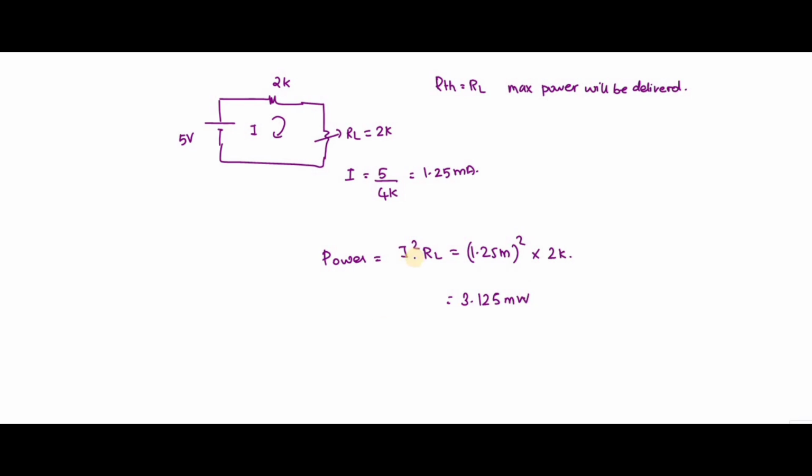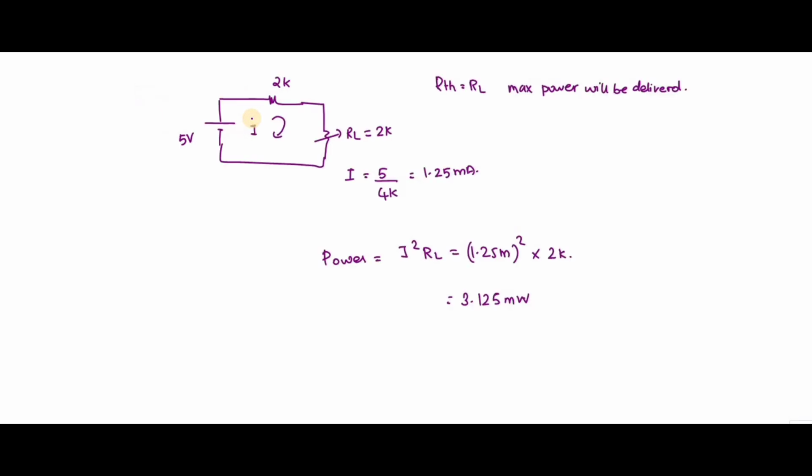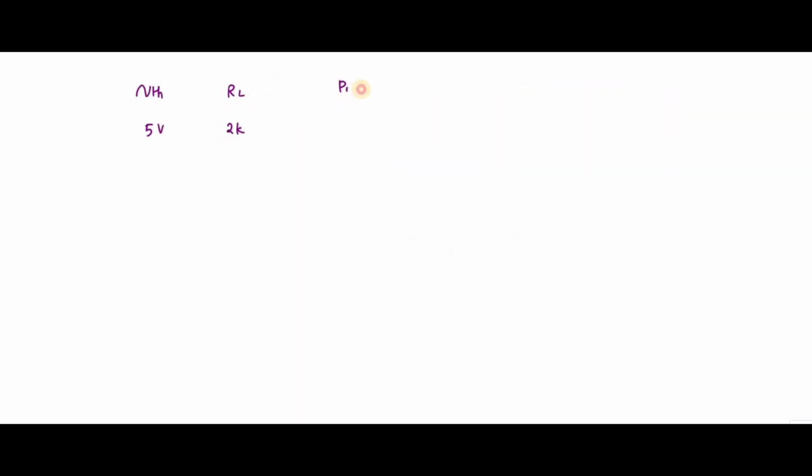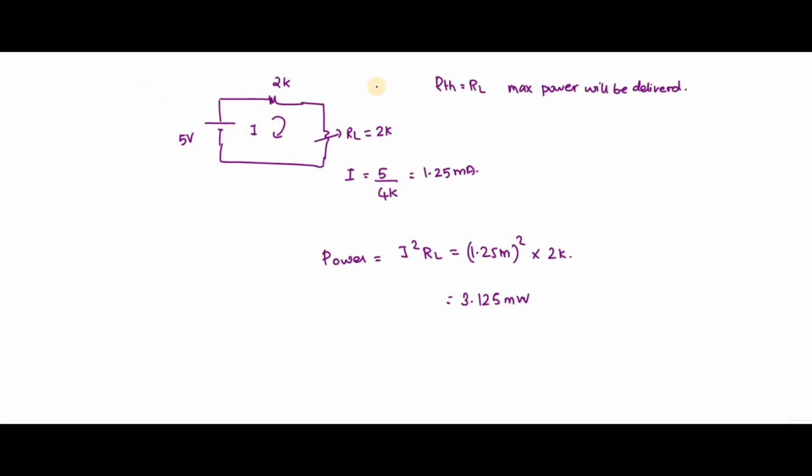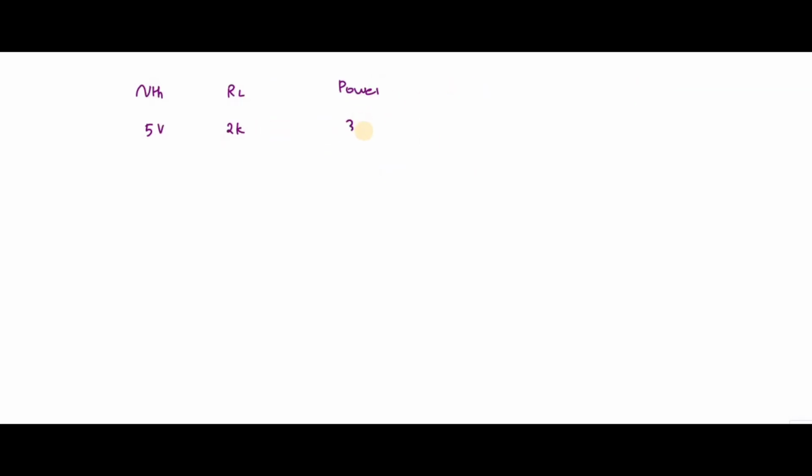Okay. So what happens when, this is the first value, right? So what is the value now? VTH is equal to 5 volt, RTH is equal to RL is equal to 2K, and therefore the power value is equal to 3.125 milliwatts.